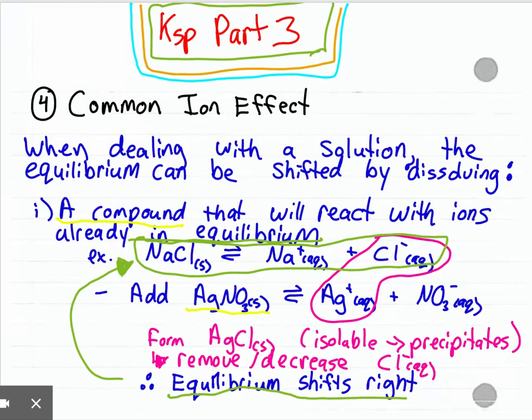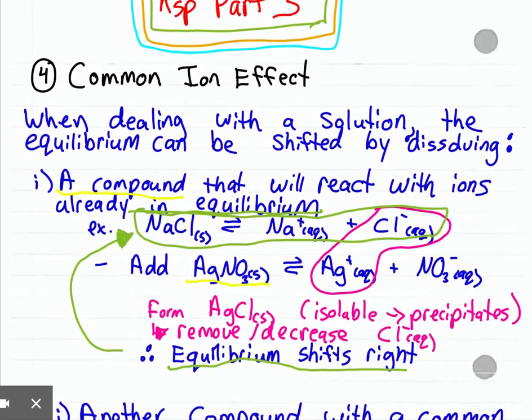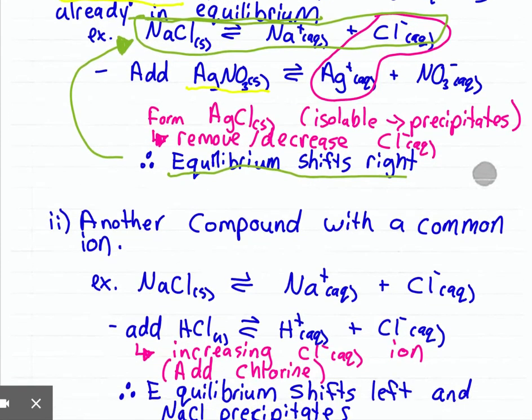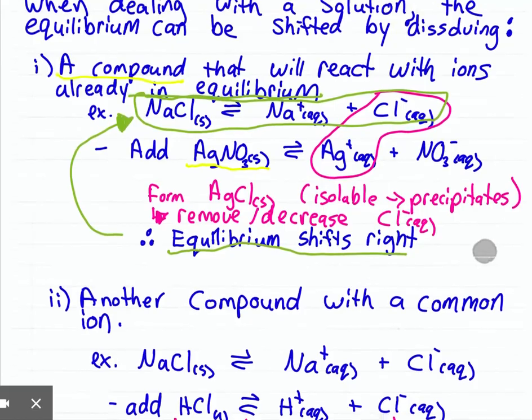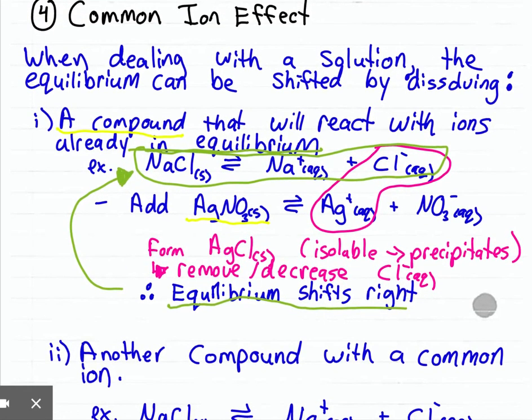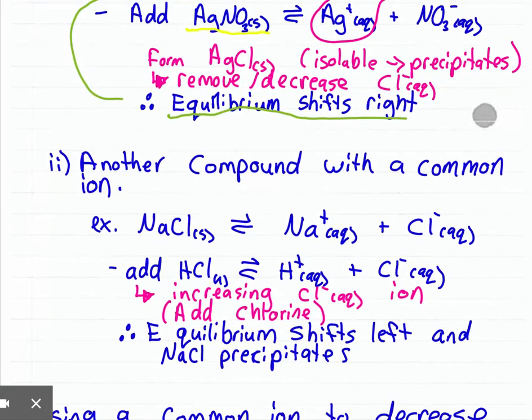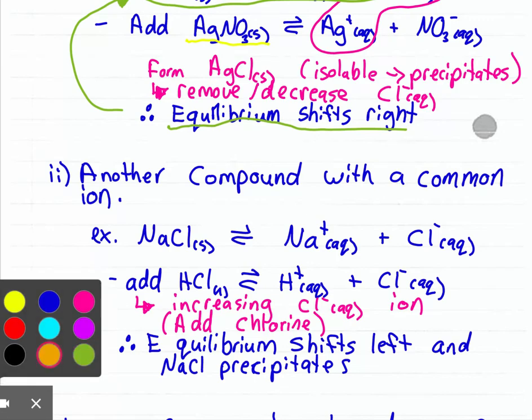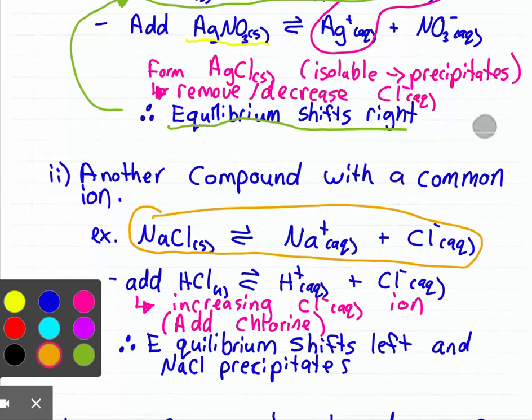The second way that we can shift the equilibrium is by adding a common ion. Sorry, you should probably pause and make sure you have part 1 down here. Okay, all right, part 2. The other way that we can shift our equilibrium in a system is adding another compound with a common ion. Again, we are going to deal with our equilibrium system of sodium chloride in equilibrium with its ions, sodium ion and chloride ion.